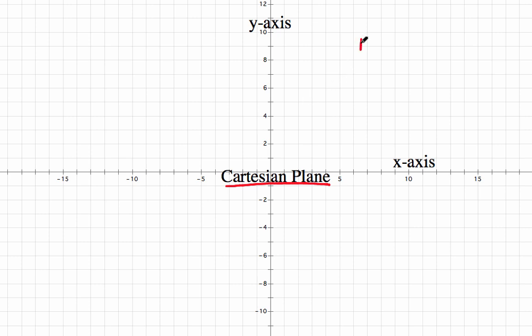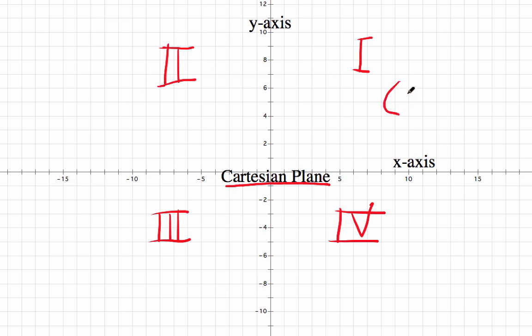Your first quadrant is in the upper right-hand corner, and then we work counterclockwise around: our second quadrant, third quadrant, and our fourth quadrant. The reason we need to know these is they're a good way to identify properties of your particular point. For example, any point within the first quadrant is going to have both a positive x and a positive y value. In our second quadrant, we have a negative x value and still a positive y value.